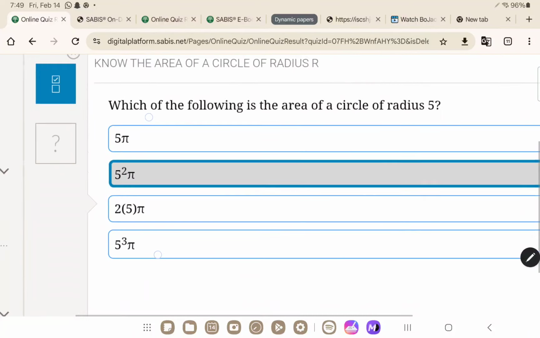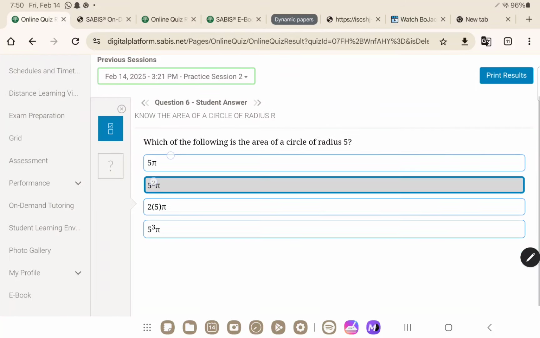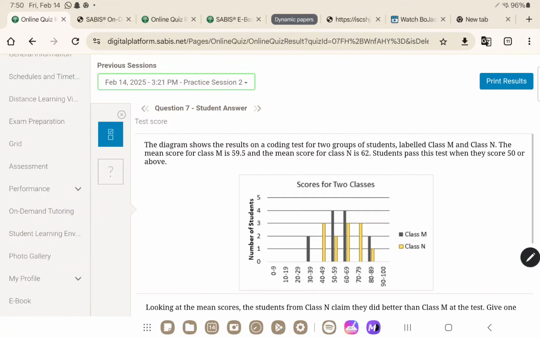Next question, what's the area of a circle? Now, area of a circle equals pi r squared. So our radius is 5, so 5 squared times pi. Same thing. That's your answer. You just have to memorize the formulas for this one.